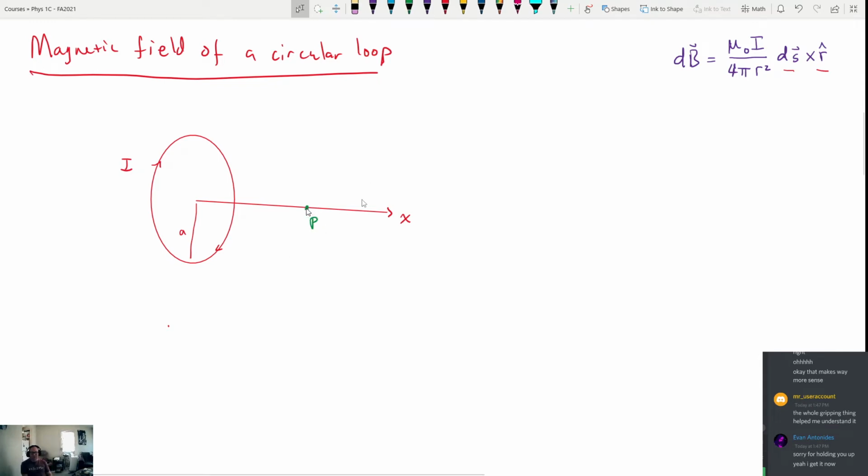Okay, so we want to find the direction of the magnetic field at point P when we have current running around in a circle like this. And to do this, we're going to use the thing that we talked about last time, which is the Biot-Savart law.